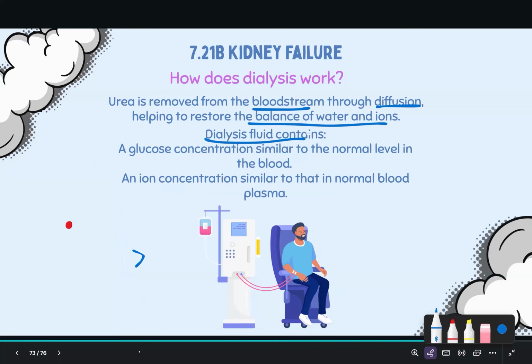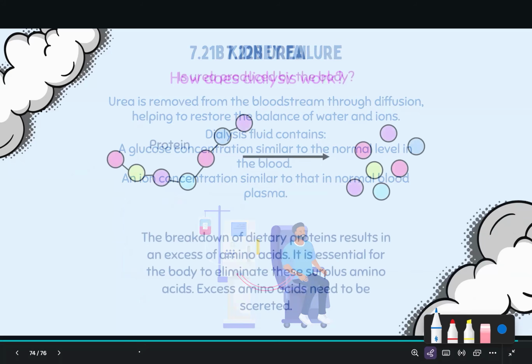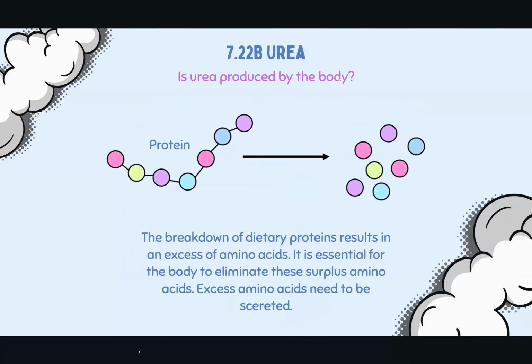Now, dialysis fluid contains a glucose concentration similar to the normal levels in the blood, and an ion concentration similar to those that are normal in the blood plasma. And this explains what I just explained a second ago.